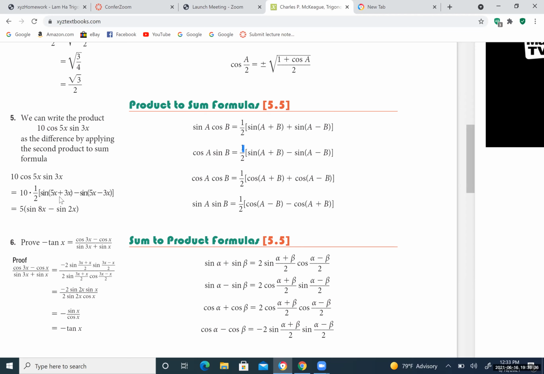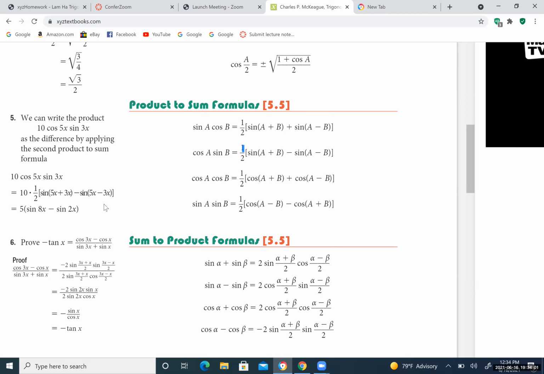And then from here you can distribute it. So 10 times 1/2 gives us 5, that's the 5 right here. And sine of 5x plus 3x, because 5x and 3x are like terms. Because they are like terms, you are allowed to add. But if they are not like terms, you cannot add.